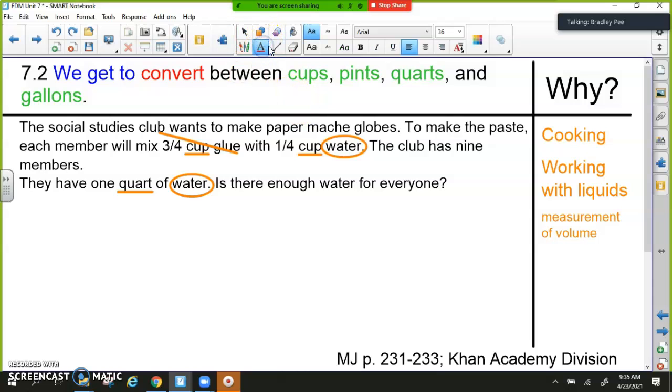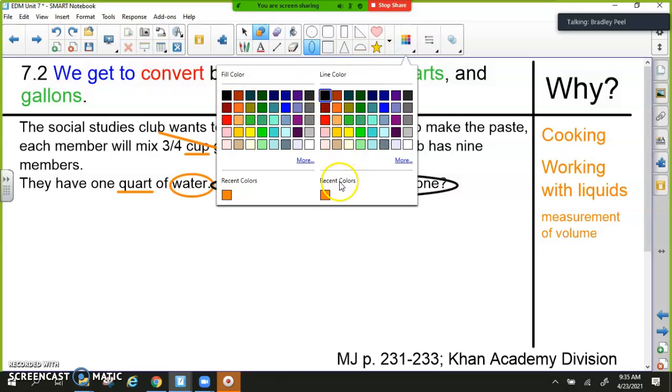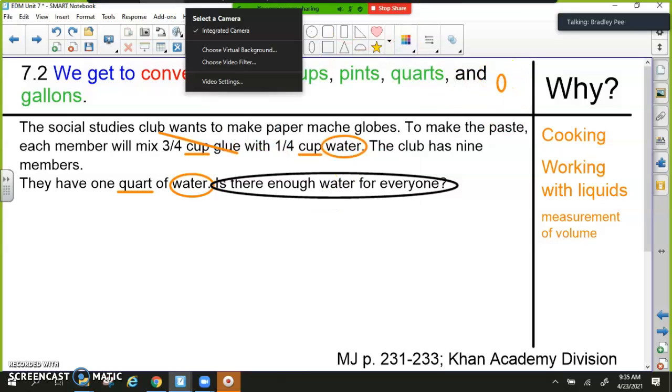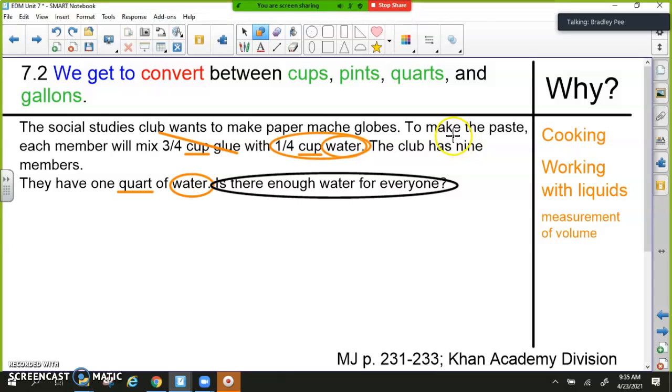We see very clearly it's mentioned in more than one place. Is there enough water for everyone? Okay. So in order to solve this, what I'm looking for is that each person needs 1/4 cup of water, and we're working with this idea that there are 9 members, right?